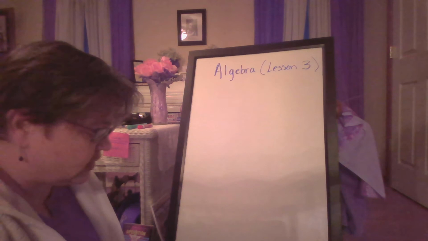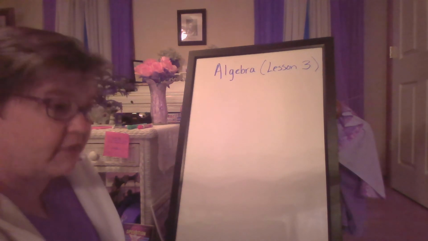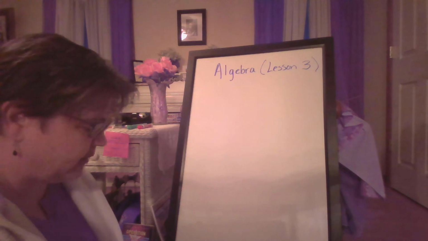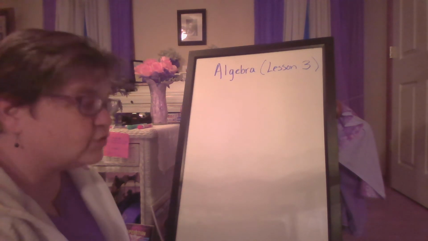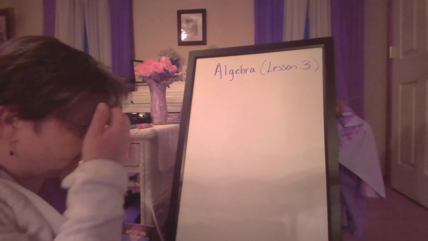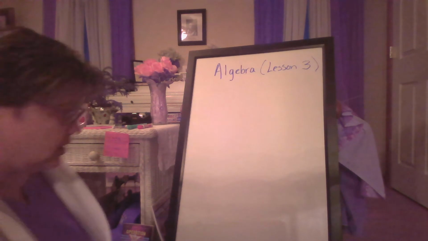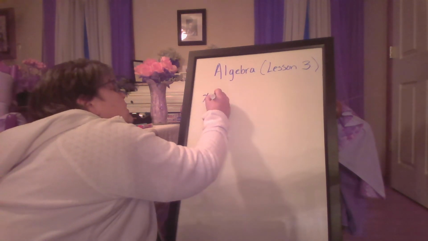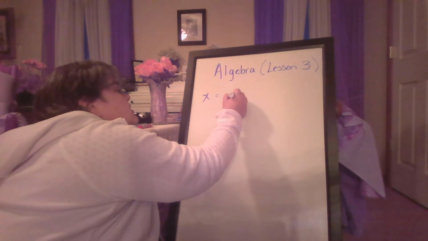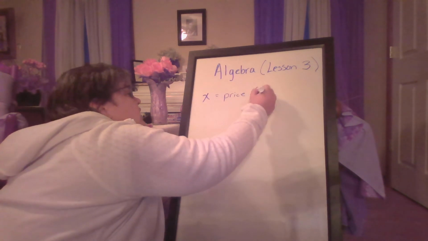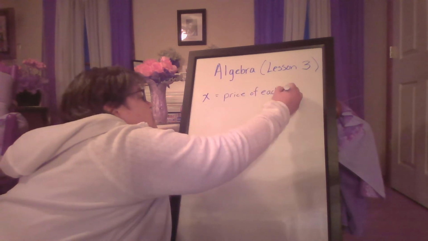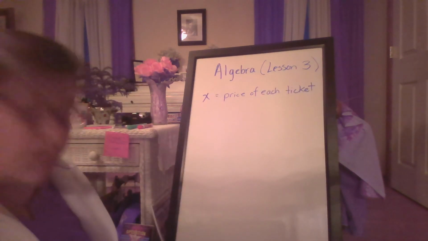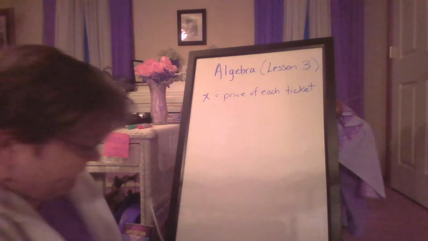So the first step is to make a variable, pick out your variable. Let's use x because that's used most of the time. And we're going to represent the thing that we're trying to find. So x is going to be, what are we trying to find? That's going to be the price of each ticket because that's what we don't know. That's what we want to find out.